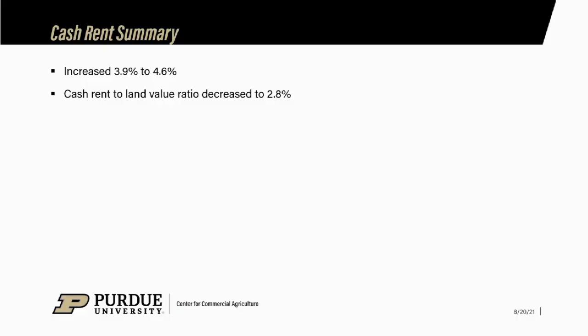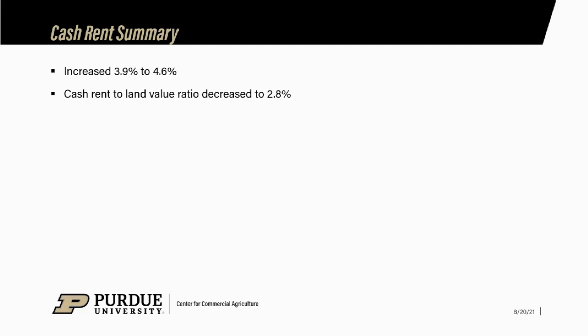So let's just kind of summarize our cash rent results. You mentioned earlier, cash rents increased by 3.9 to 4.6%. That's based on differences in land quality, right? Yep, and it also varies around the state by region. So if you want to see where it is in a particular part of Indiana for certain land quality, it's all there in the report.